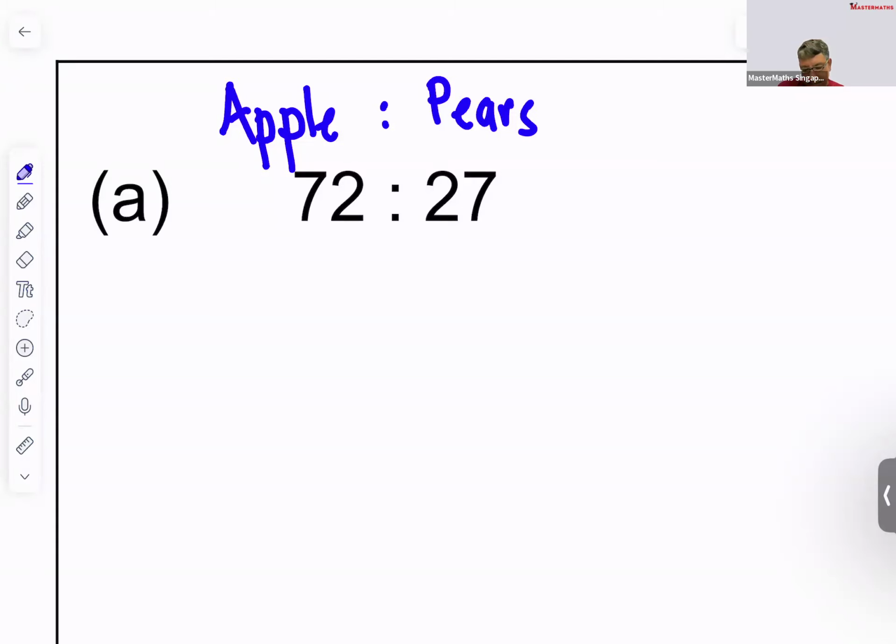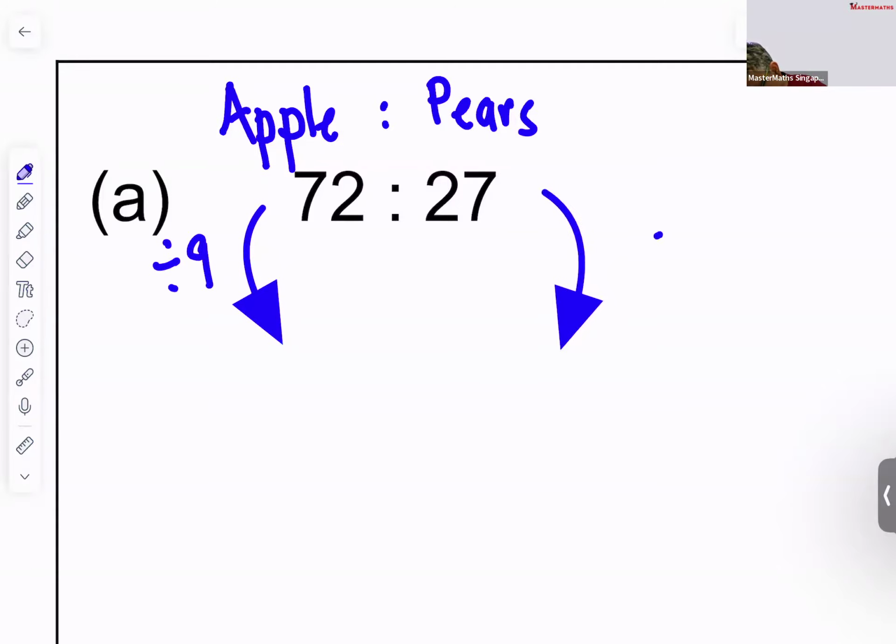So we're going to take 72 divided by 9 and 27 divided by 9. Then write the number down: 8 is to 3. Then ask yourself, can I divide 8 and 3 by a number?